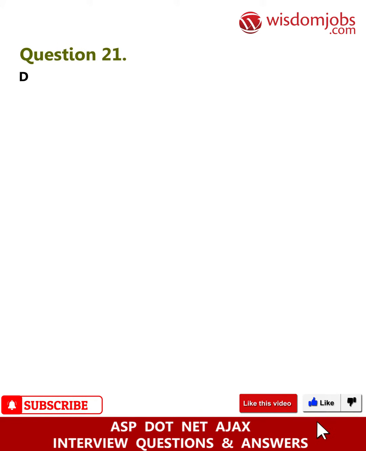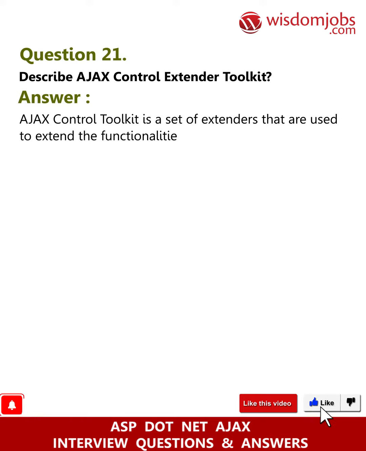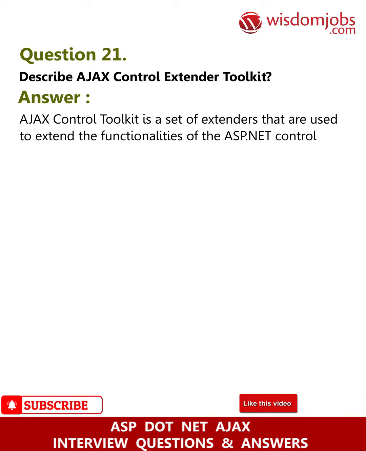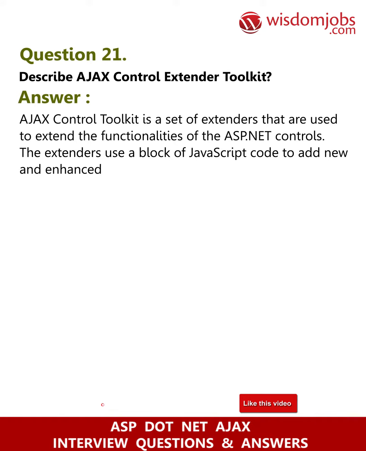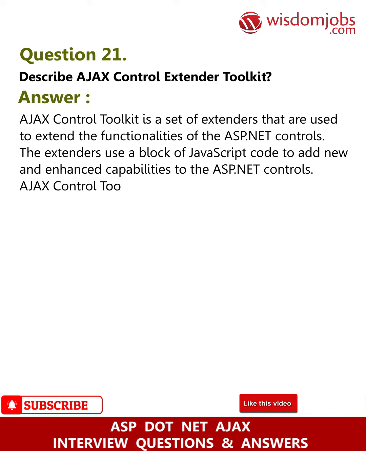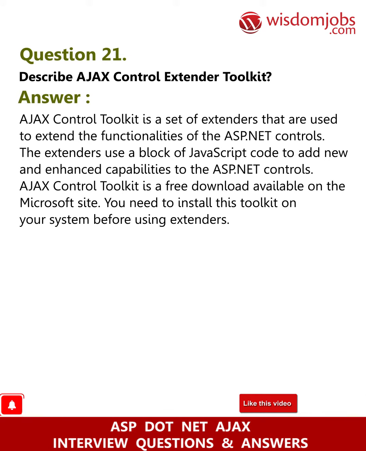Question 21. Describe Ajax Control Extender Toolkit. Answer. Ajax Control Toolkit is a set of extenders that are used to extend the functionalities of the ASP.NET controls. The extenders use a block of JavaScript code to add new and enhanced capabilities to the ASP.NET controls. Ajax Control Toolkit is a free download available on the Microsoft site. You need to install this toolkit on your system before using extenders.